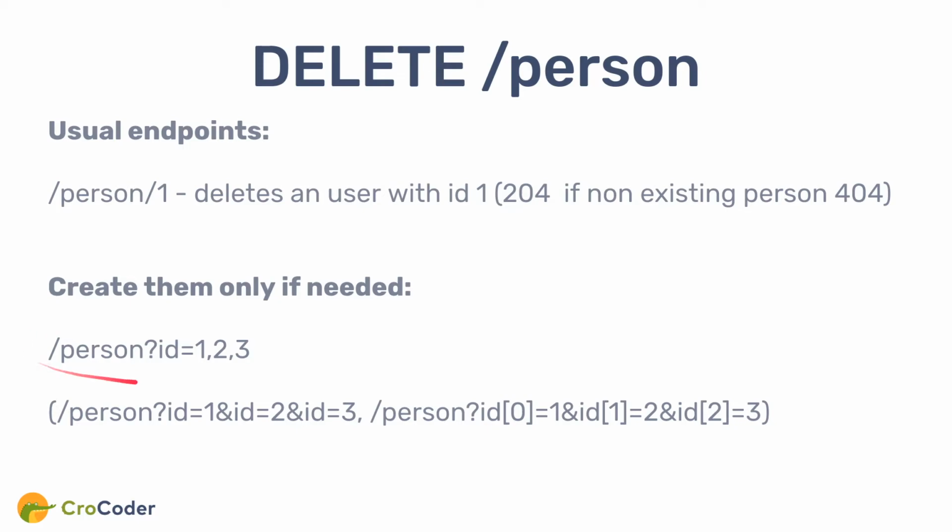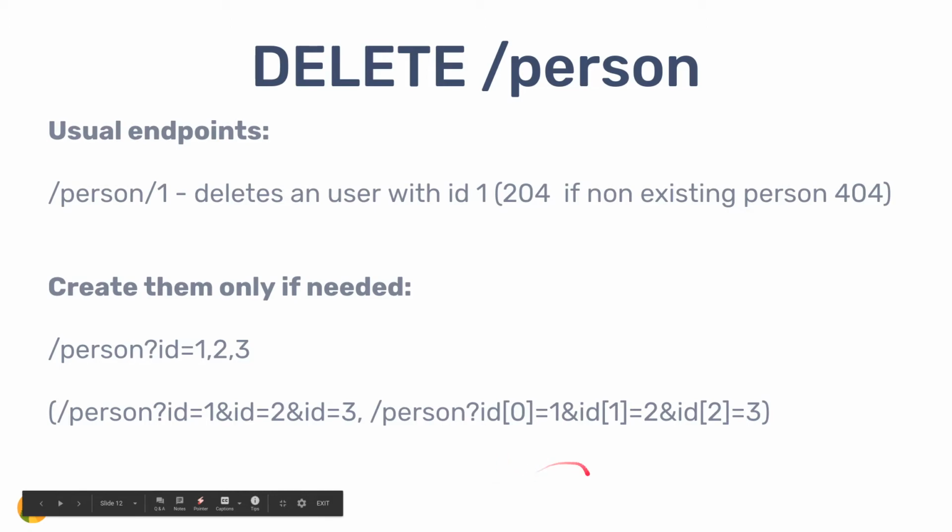So if you need to delete multiple people, like /person and ID is 1, 2, and 3, you can create it like this, or like this. In this example, you need to parse this into an array in the backend, and if you send it like this, Express and most REST API frameworks will understand what you meant. They will create an array with 1, 2, and 3.